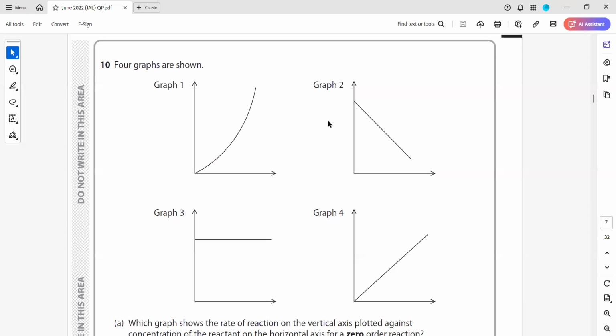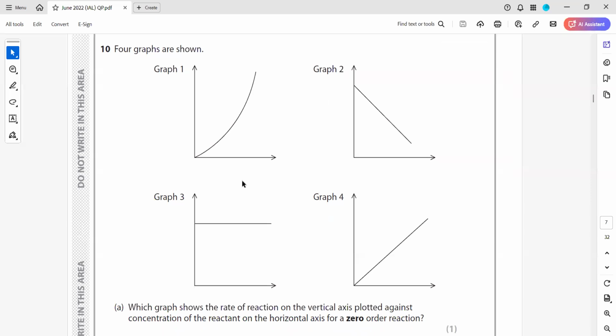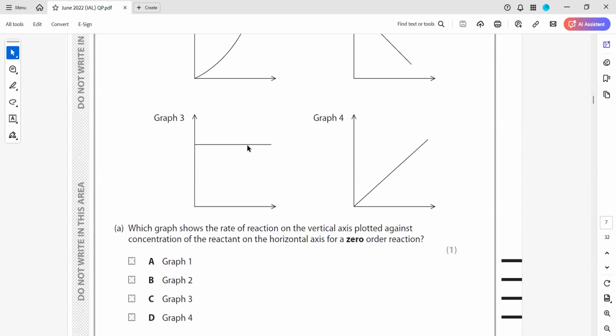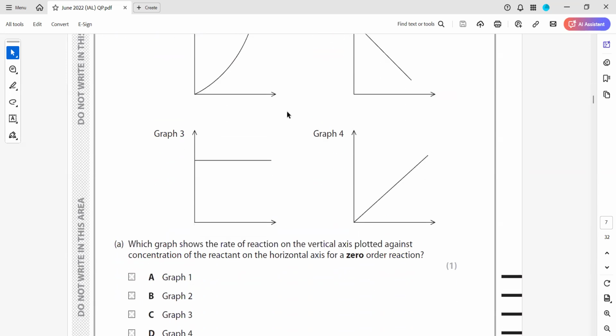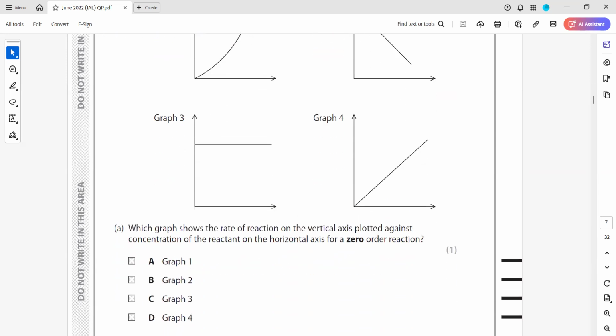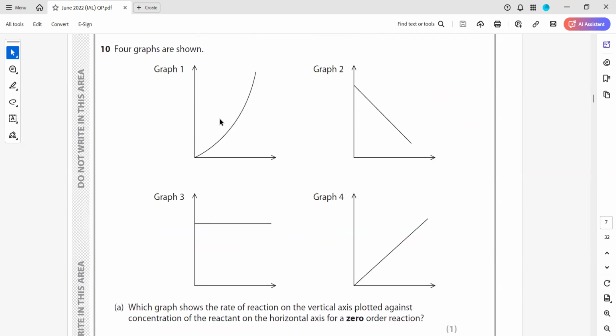So in this one, we have 4 graphs shown, graph 1, 2, 3, 4. Which of the graphs shows the rate of a reaction on a vertical axis against the concentration for a zero order? So zero order, if we change the concentration, like if I just label them, if it was a rate here and a concentration here, which order is this?